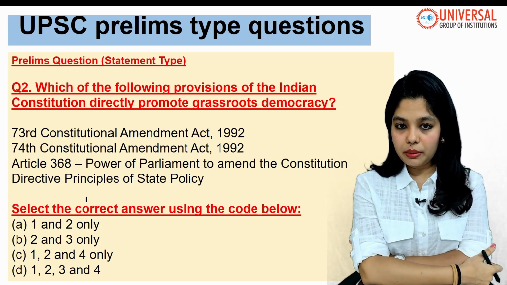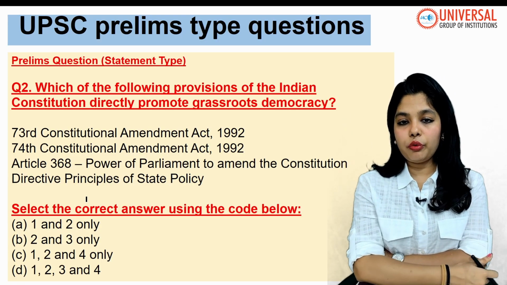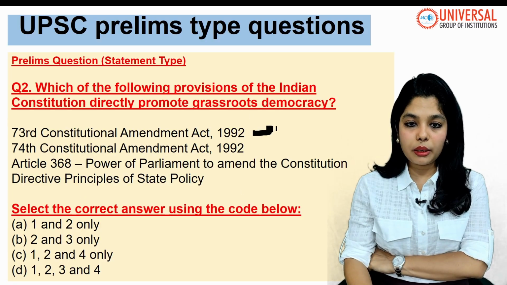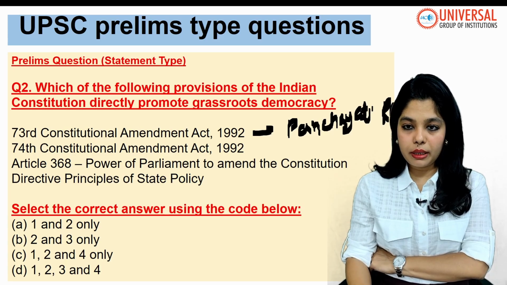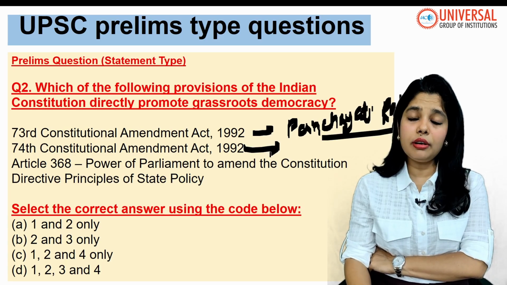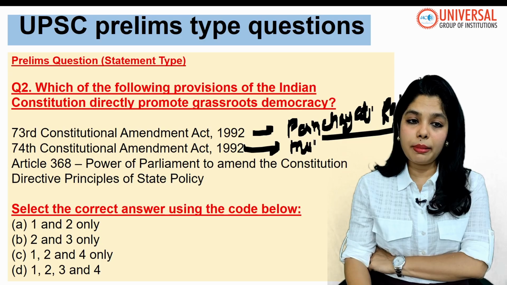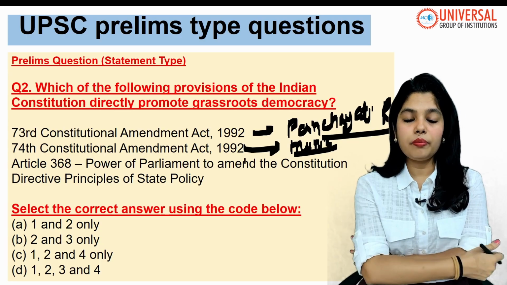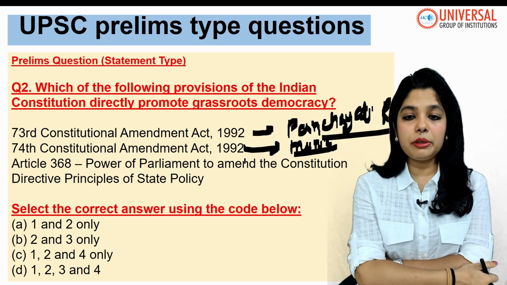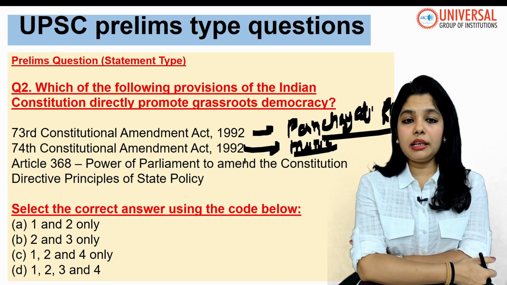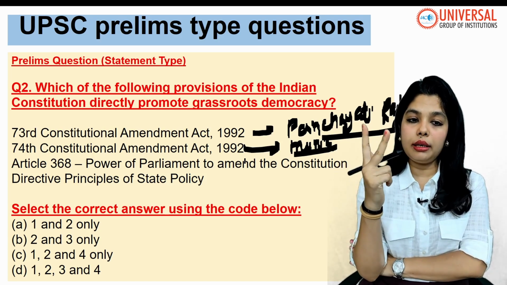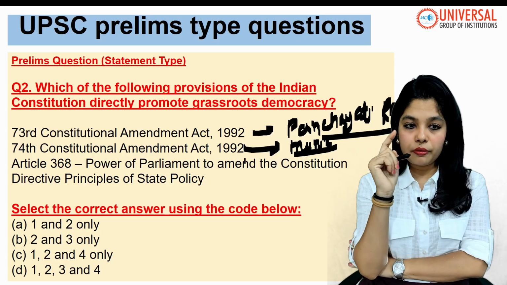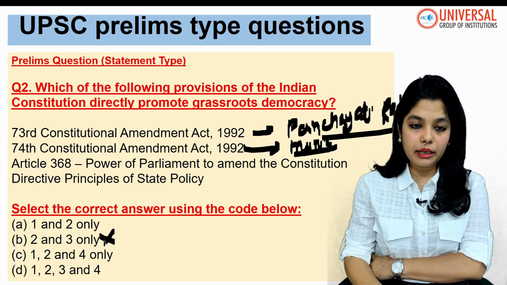73rd Constitution Amendment Act, 74th. What does the 73rd talk about? It talks about Panchayati Raj. Then you have your municipalities. Article 368, power of the parliament to amend the constitution, and directive principles of state policy. So first two are there, so option B is not there.